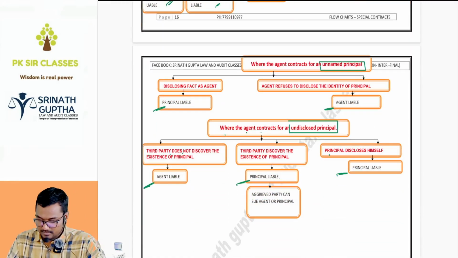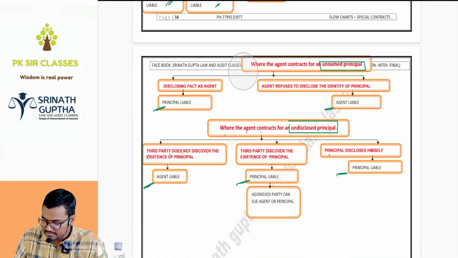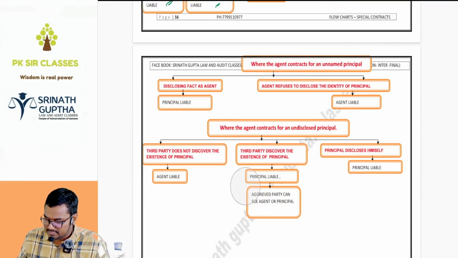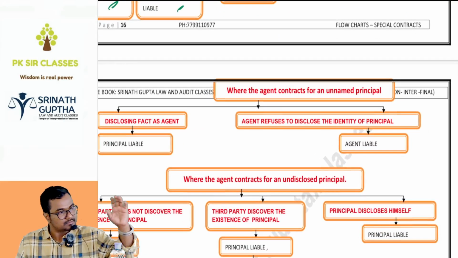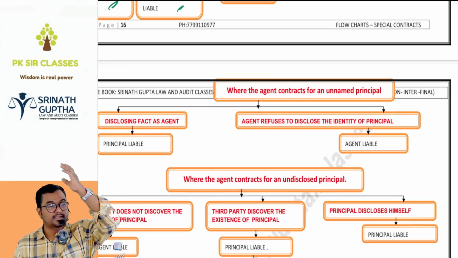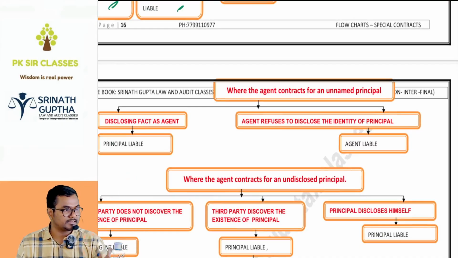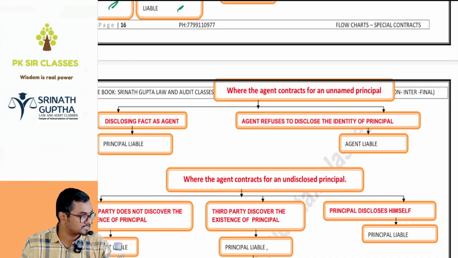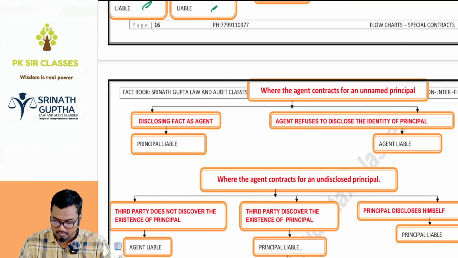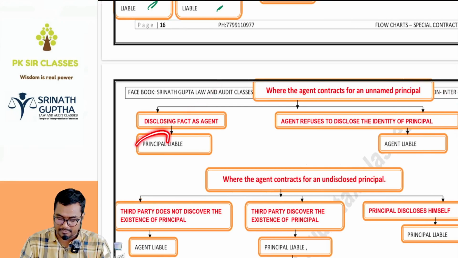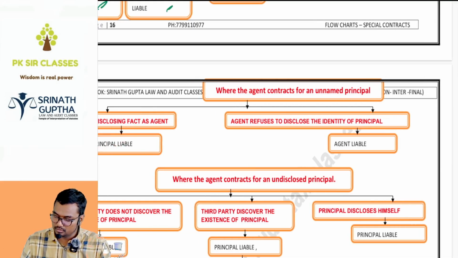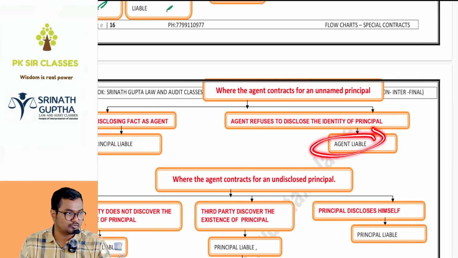Next, where the agent acts for the unnamed principal. Unnamed principal means, for example, shop names like Sai Ganesh Kirana and General Store, Durga Kirana and General Store. So the principal's name is not there. So the third party discloses the fact of the agent. The third party knows that I am the owner of the shop. Then who will be liable? Principal. The third party doesn't know about my name, then who will be liable?